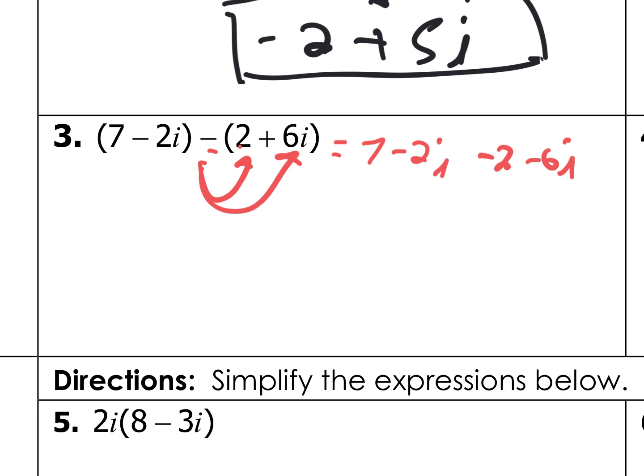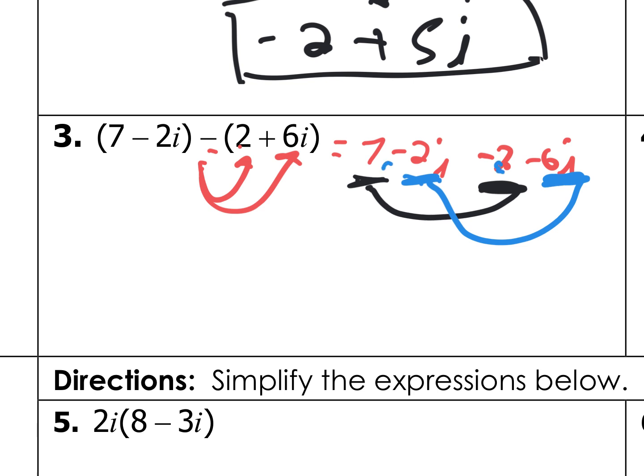I didn't use any parentheses, so I hope I didn't confuse you. This 7 still has to pair up with this -2, and this -2i still has to pair up with the -6i. So 7 minus 2? 5. -2 minus 6? -4. Are you sure? -8. Why 8? Because they're both negative. We add them. Keep it negative. It would be -8i.